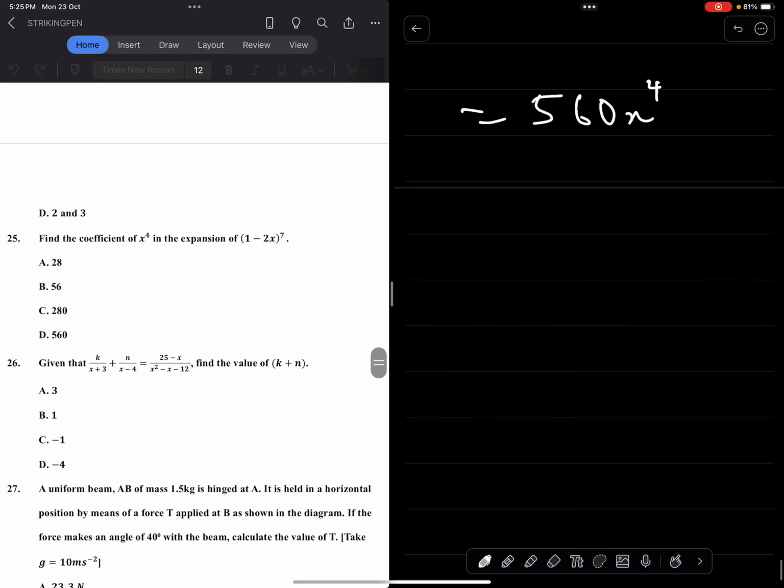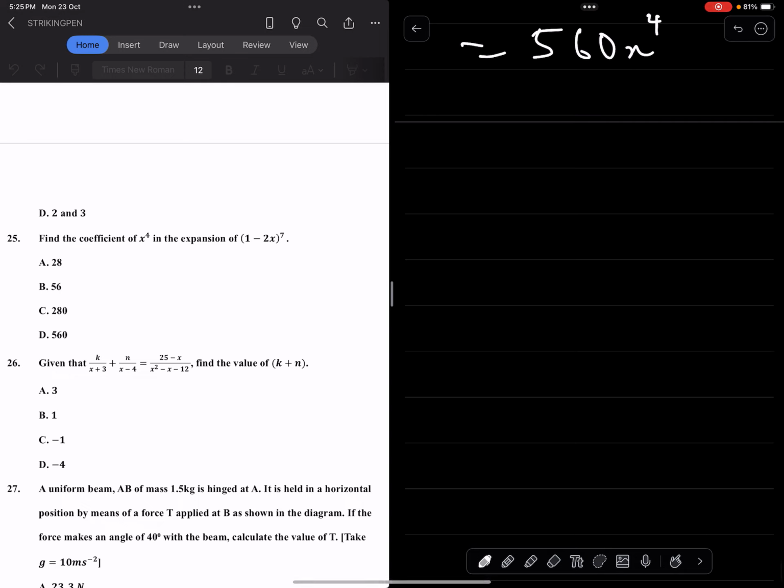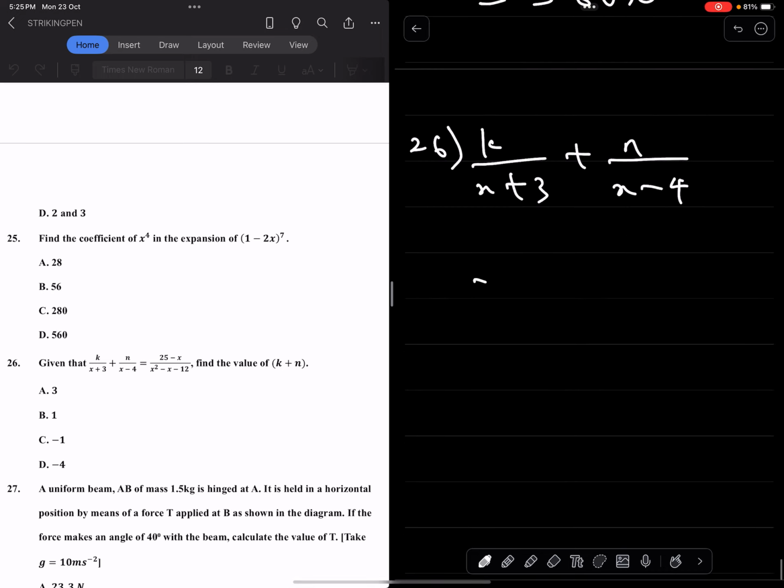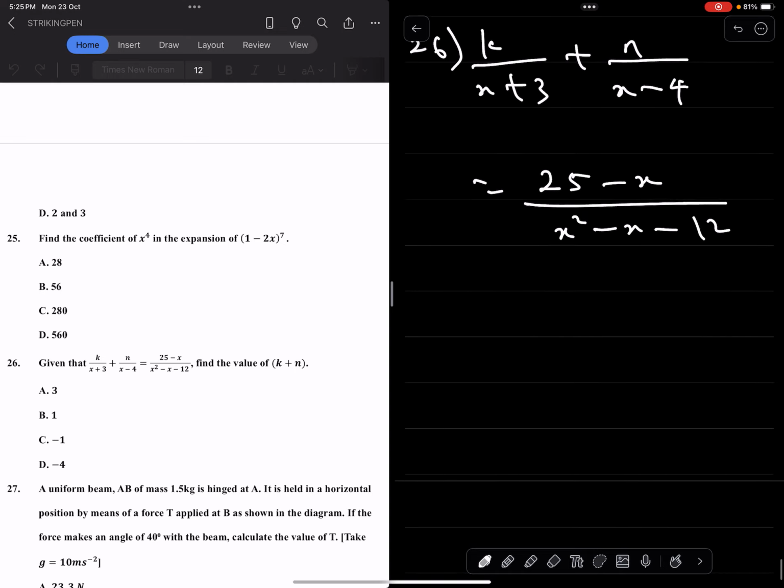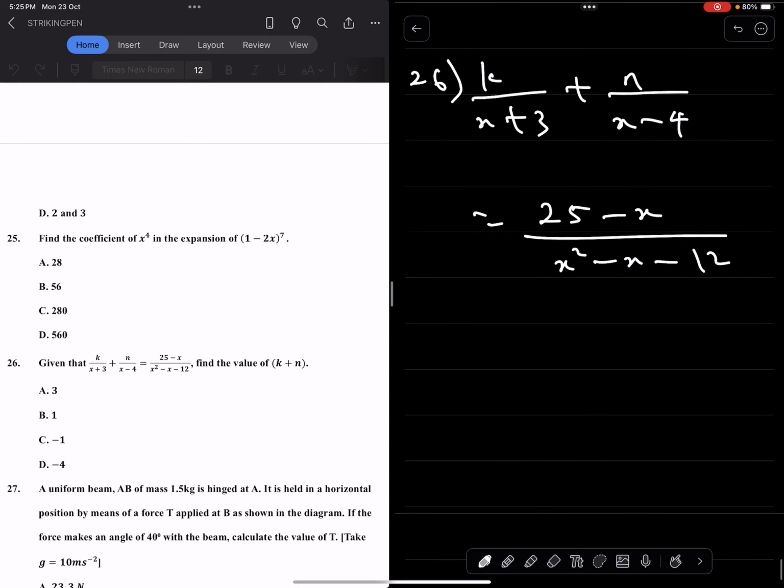Let's take a breather and then come back. Okay, before I take a breather, let me do this one. Let me do number 26 before we run away. Number 26 says k over x plus 3 plus n over x minus 4 is equal to 25 minus x over x squared minus x minus 12.